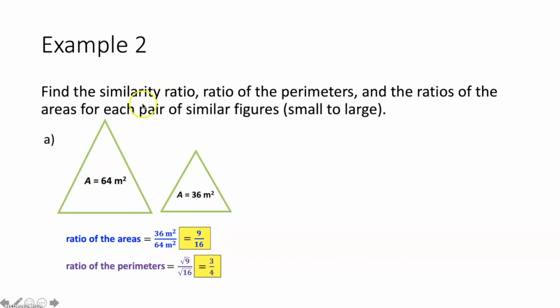Lastly, we can find our similarity ratio or scale factor because it's equal to the ratio of the perimeters, which is 3 over 4. Meaning, if I were to create a ratio with a pair of corresponding side lengths, with the side length of our smaller triangle over the side length of our larger triangle and simplify that ratio down, it would give me 3 over 4.